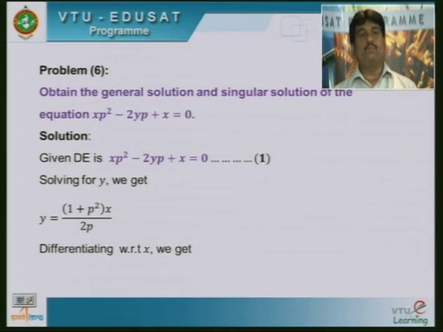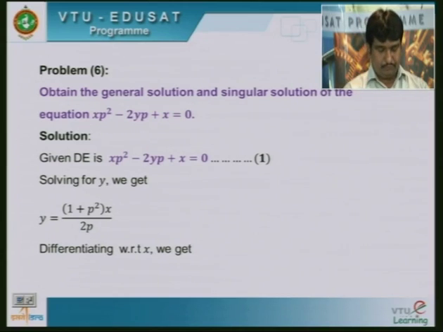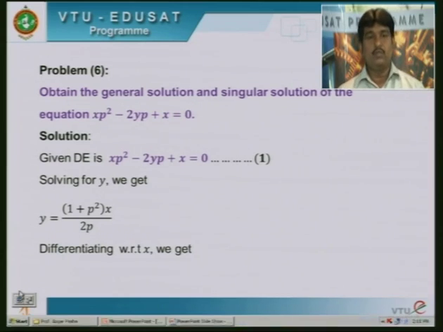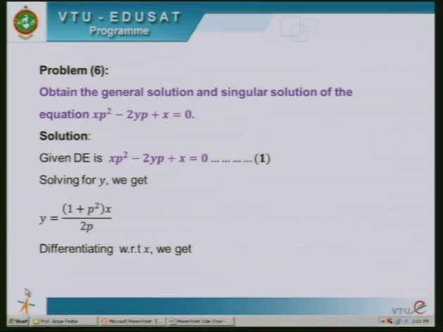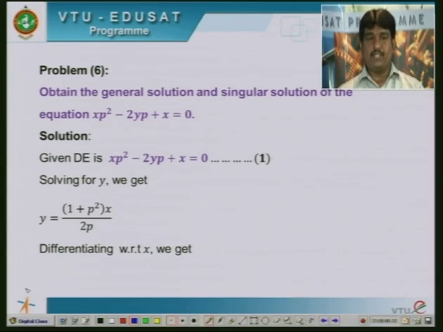Problem number 6: obtain the general solution and the singular solution of the equation x p square minus 2 y p plus x equals 0. Now the given differential equation is x p square minus 2 y p plus x equals 0. Now I will solve this for y and write in this form.